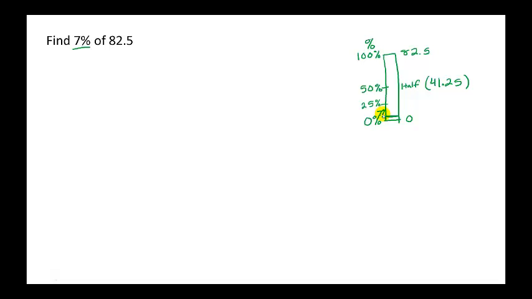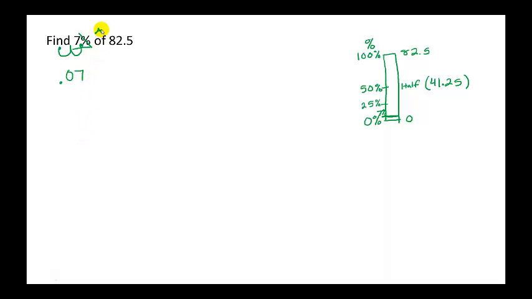So we need to find what 7% of our 82.5 is. So we know that it's going to be smaller than 41.25. It's going to be bigger than 0, but it's going to be pretty close to 0. So to change our 7% from a percent into a decimal, I'm going to take the decimal and roll it over 2 places because we have our 2 zeros in the percent sign giving us a reminder. That's dropped off. Now that we have the decimal with a 0, 0.07.